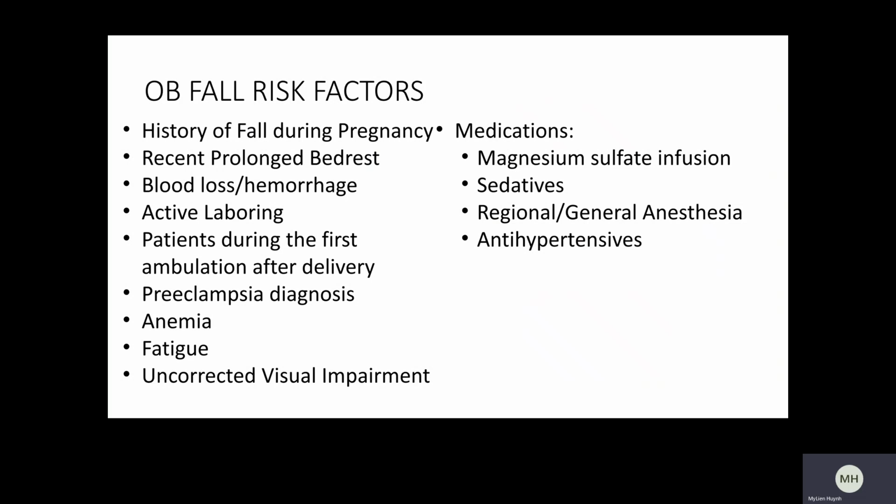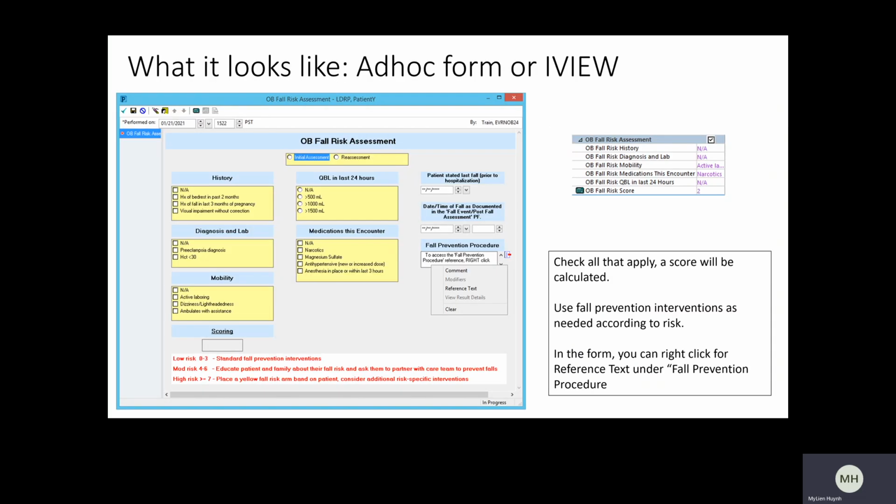If the patient has preeclampsia, anemia, or fatigue, these things can change your blood pressure, your feeling of dizziness, your strength. If the patient has uncorrected visual impairments, this is another risk factor. Medications, we all know these, but just to point them out: the magnesium sulfate can make patients feel groggy and awful. Any sedatives, any general anesthesia, and any hypertension medications, and we'll talk a little bit more about that in a bit.